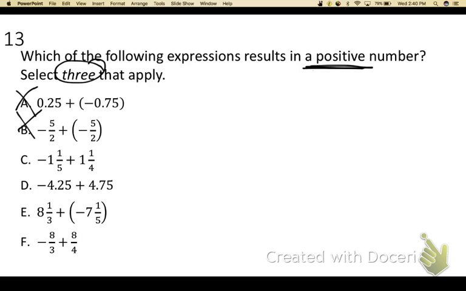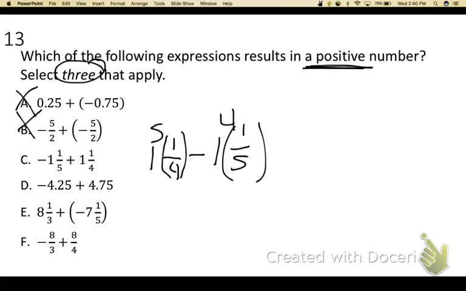Alright, if we look at C, we have to do a little bit of work here because these do not have common denominators, so it's a little bit harder to tell if you're not as good at fractions. So if you have different signs, you're going to subtract. So I'm going to actually do the positive one, so 1 1/4 minus 1 1/5. My common denominator is going to be 20, so I'm going to have to multiply this by 5, multiply this by 4, so I'm going to get 1 and 5 over 20 minus 1 and 4 over 20.